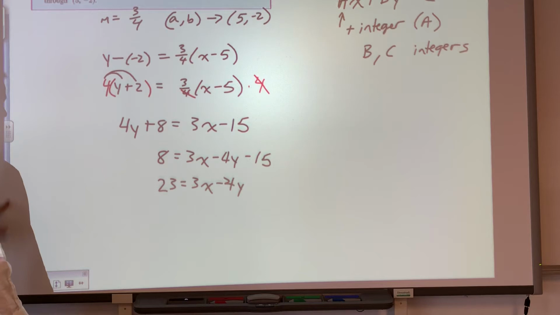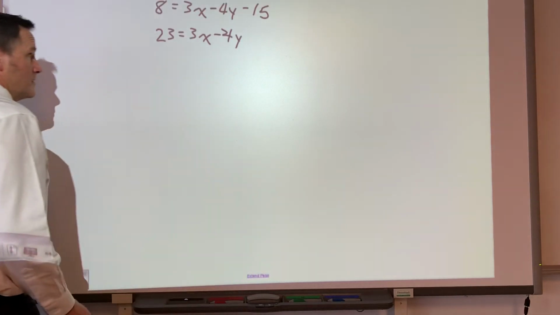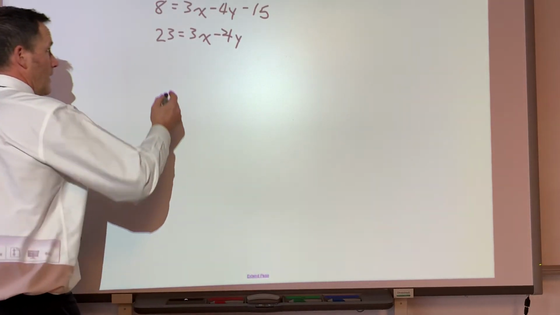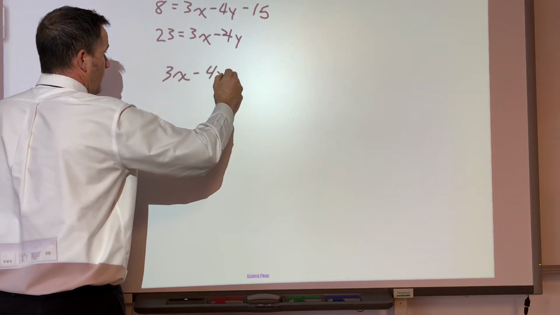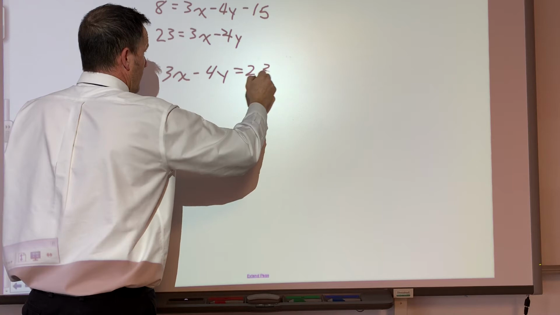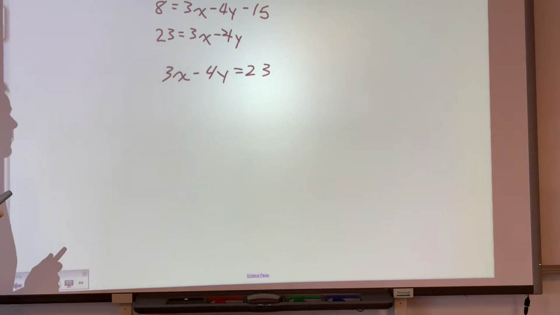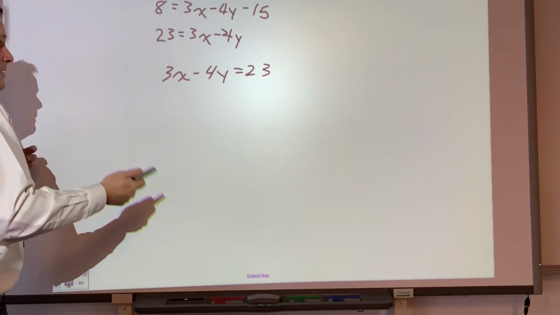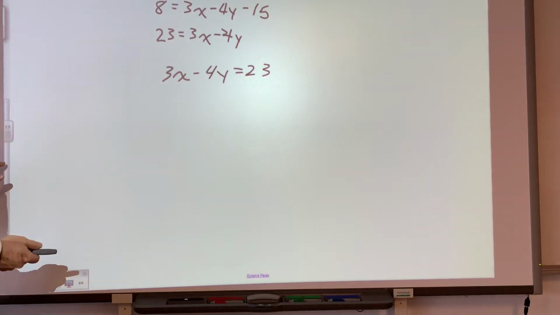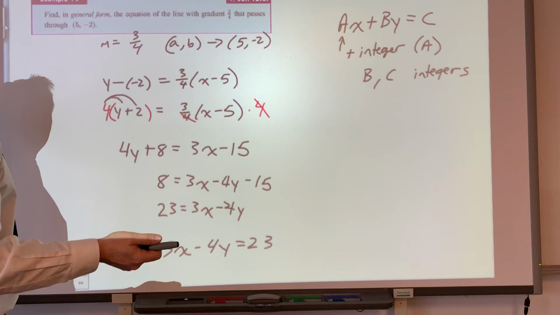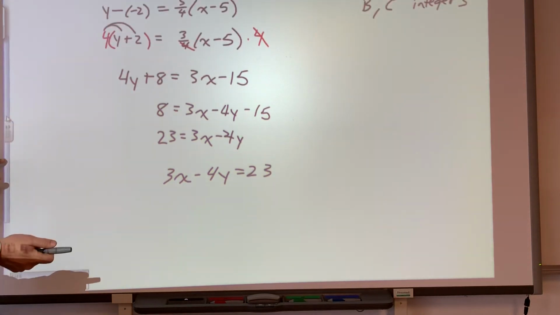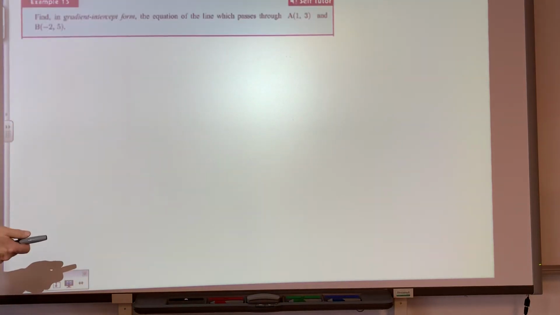Now, everybody's going, ooh, it's not ax plus by. I just got to move this over here. 3x minus 4y equals 23. We're now in ax plus by equals c form. So we're in the general form. And I think that's all I want to get done in this first video because there's so much.